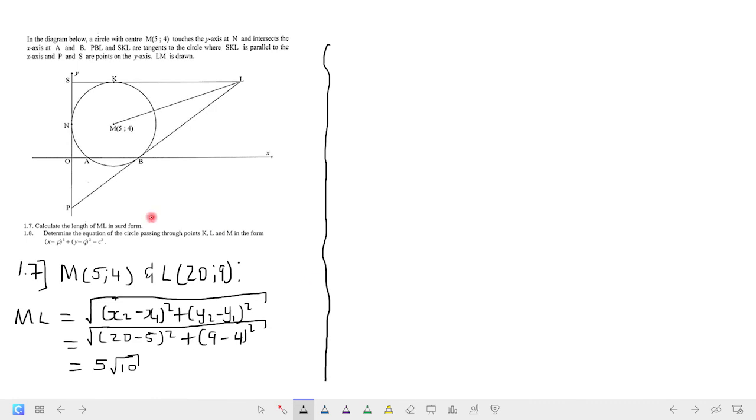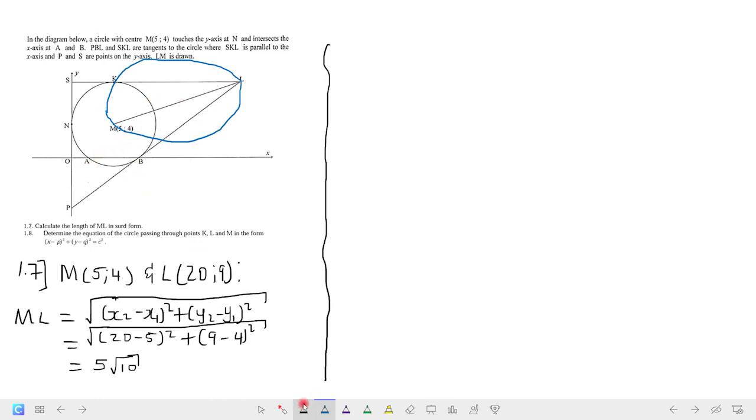The last question says determine the equation of a circle passing through K, L, and M in the form of that. Now what is happening here? Here they're saying that we have a circle, and this circle is touching through M. So let's touch through M, then make the circle touch through L, and then also touch through K, like that. Now they want us to calculate the equation of this circle.